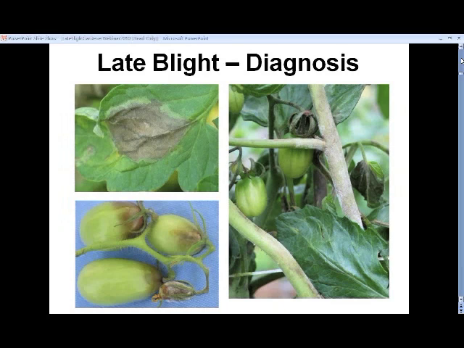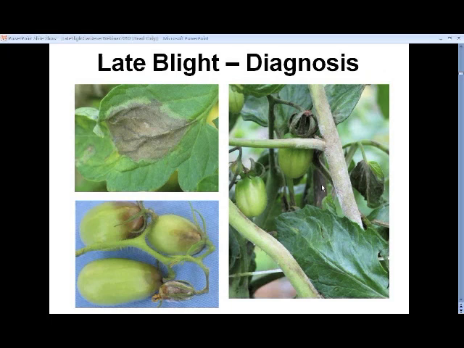Diagnosis is an extremely important step with any disease, to know whether or not indeed you have that particular disease, and understanding what other diseases and disorders can occur that look like it. Late blight affects the leaves, causing typically very large lesions. Also very typical is this border of light, almost light greenish wilted tissue around the brown lesion.